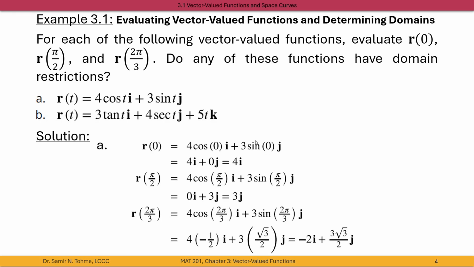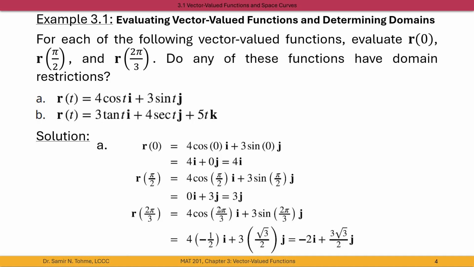So for t equal to 0, replace them in the cosine and sine in the vector function, and calculate, you're gonna get 4i. As you can see, r is a vector function, and it is expected that you will get a vector as a result. Now, for the second one, t equal to pi over 2, replace pi over 2 in the x and y components of this vector function. Cosine pi over 2 is 0, and sine pi over 2 is 1. 1 times 3 is 3. 3j.